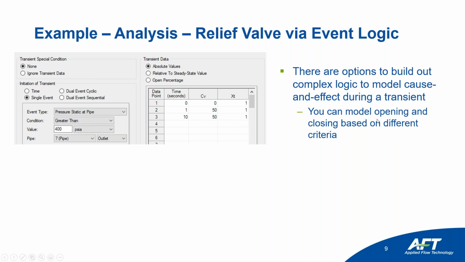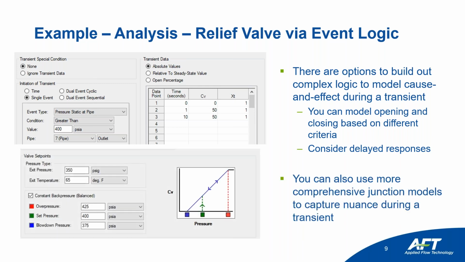So here we can open and close based on different criteria. For example, if we were doing a dual event cyclic, we might have a relief valve open if a pressure is exceeded and then close if that blowdown pressure is met. And then you can also consider things like delayed responses. So let's say that you have an automated control system for your relief system and the valve doesn't open for 2 seconds. You can consider that in your transient analysis.